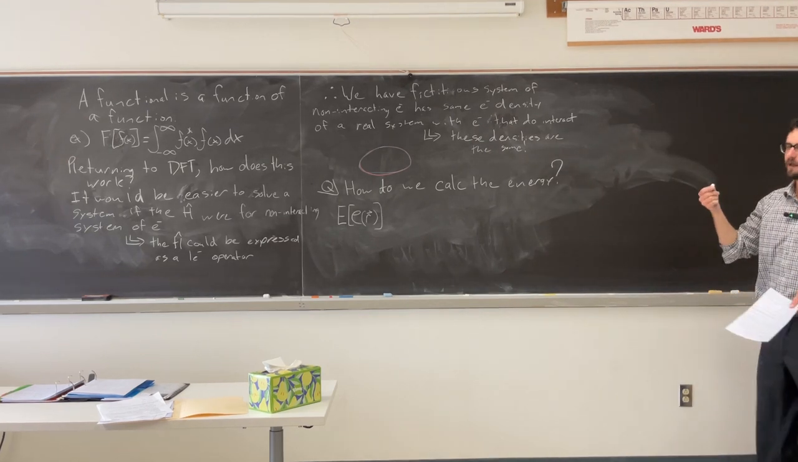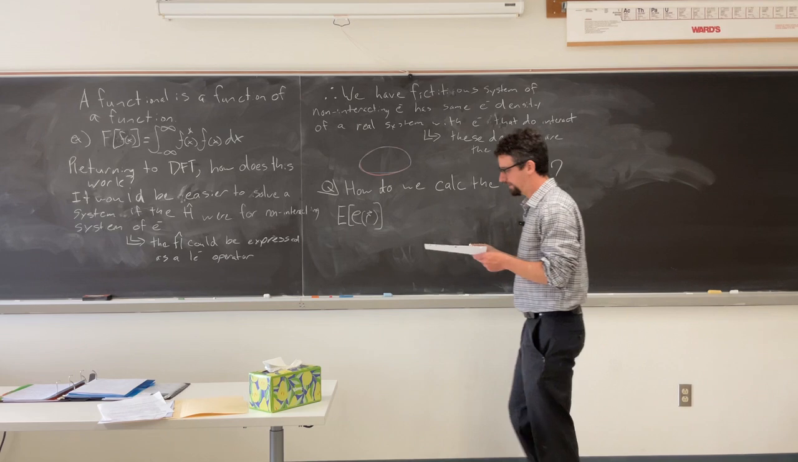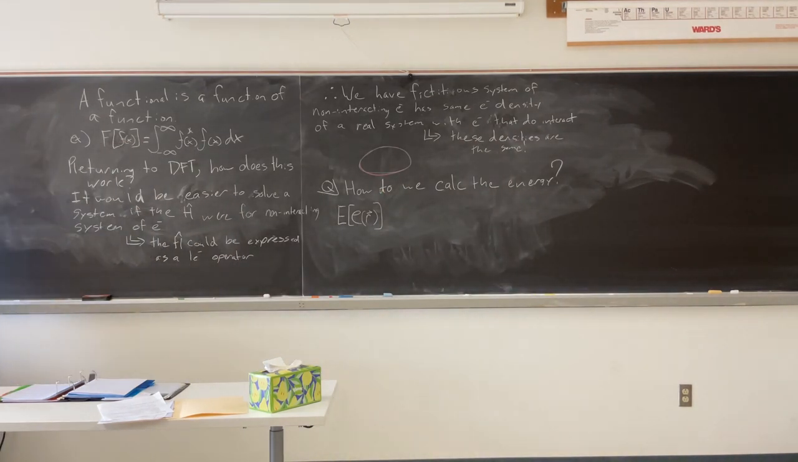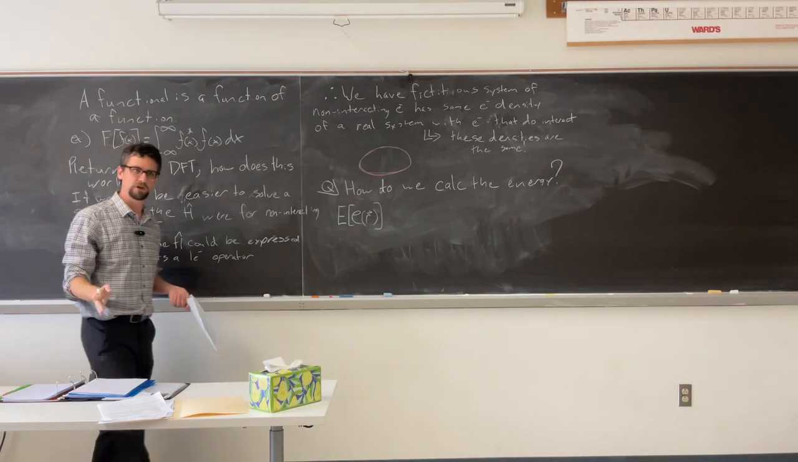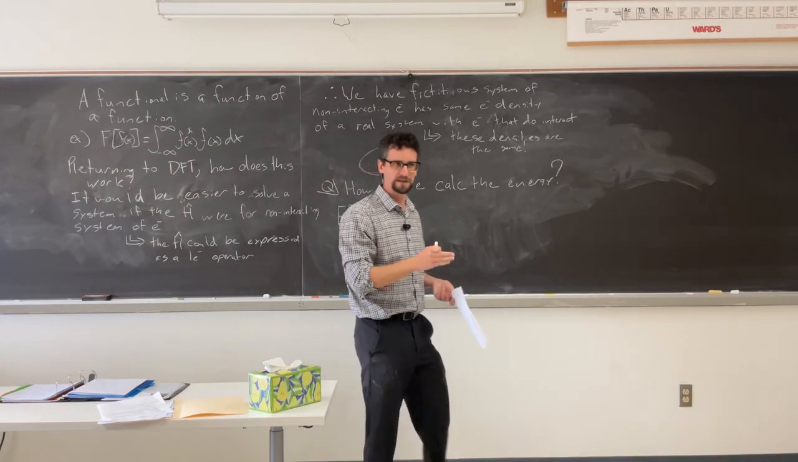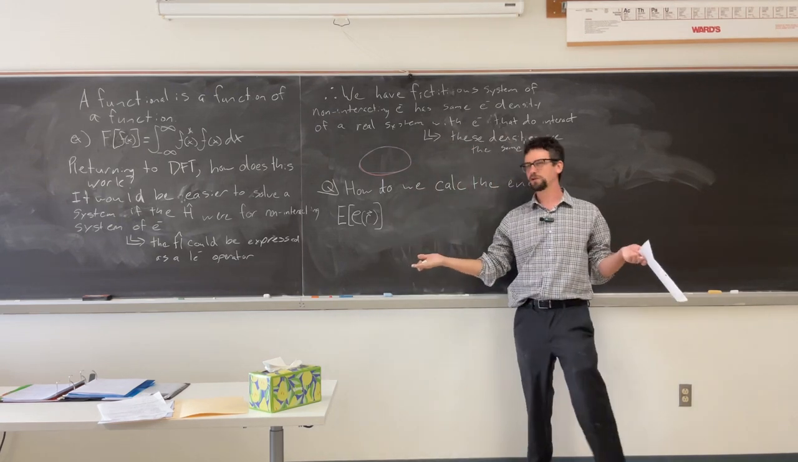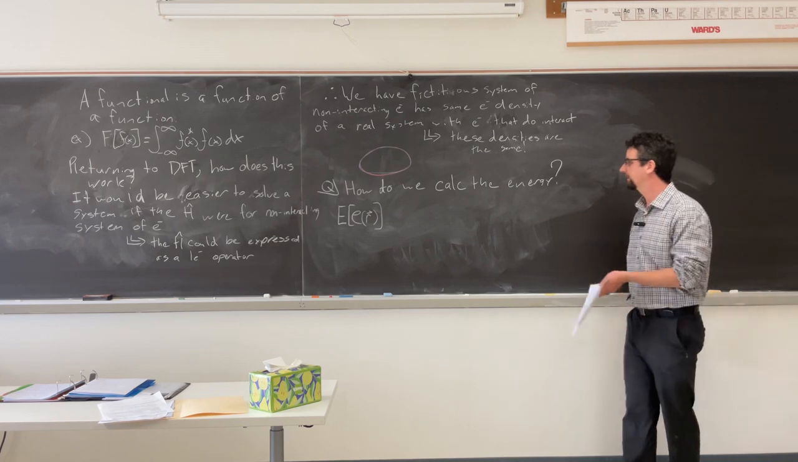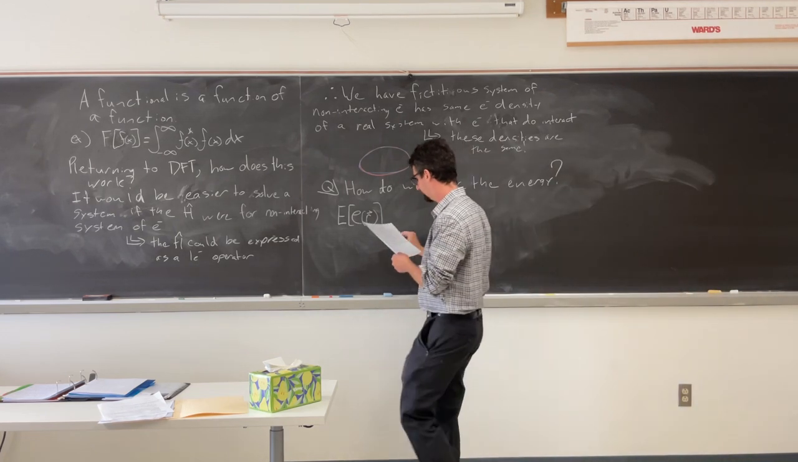Okay, now let's break our energies up, just sort of like we did with the Hamiltonian. We're going to have a different functional for different contributions to that energy. What are the two types of energy that we have? Potential and kinetic. Okay.